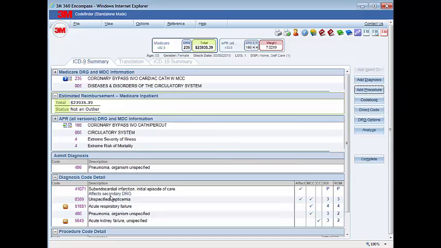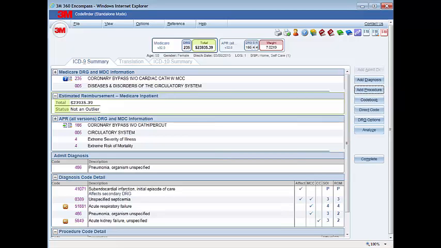So you kind of get a view here. Here are also my APR DRGs, where I can see the patient is at a severity of illness of 4 and a risk of mortality of 4. Severity of illness and risk of mortality are measured 1 to 4, with 1 being the lowest risk and 4 being the most severe risk. So they're at a 4 and a 4, which means they have a high risk of dying during this hospitalization.